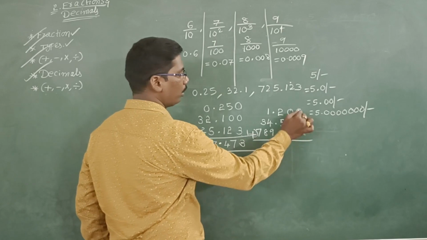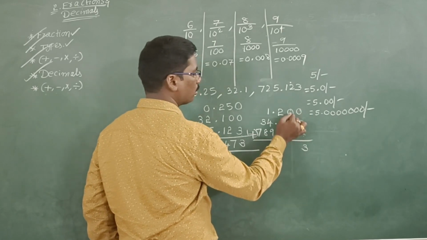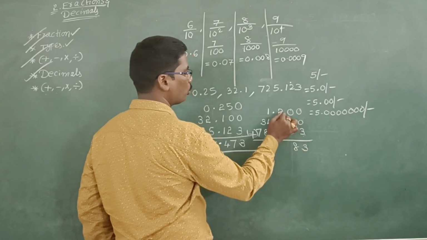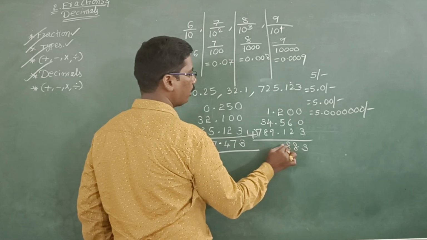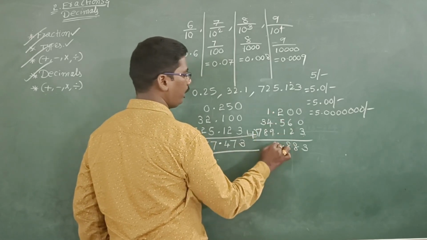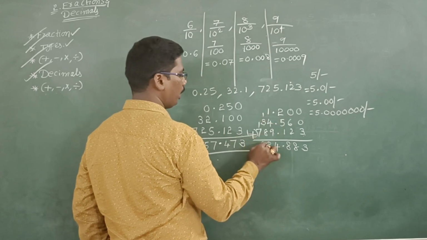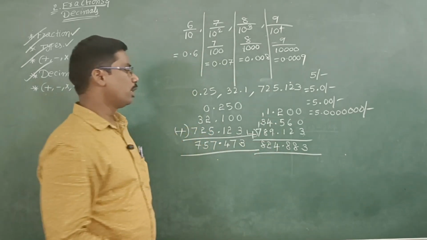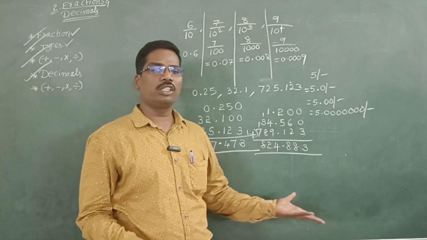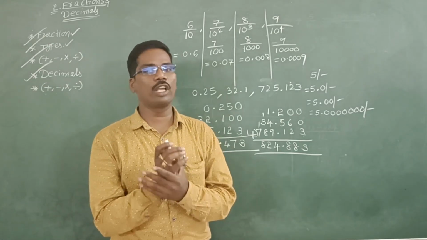So we can add. So 0, 0, 3. 0, 6, 2 means 8. 2 plus 5, 7. 7 plus 1, 8. 9 plus 1, 10. 14. 4, 1. 8 plus 3, 11 plus 1, 12. 1, 8. Now see, how many examples do you want? That many examples you can take. Like this we have to add.